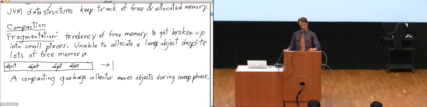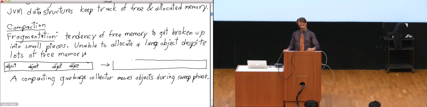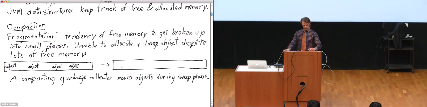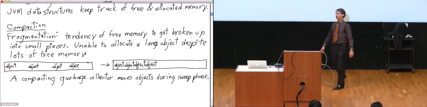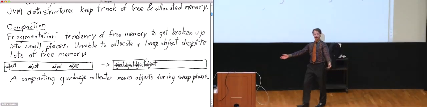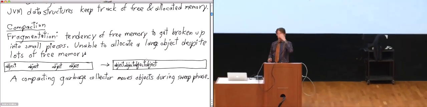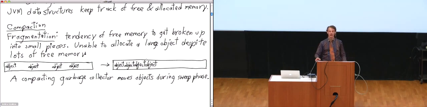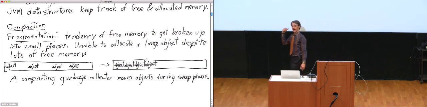And so after you've done compaction as part of the sweep phase, all your objects are tightly together at the beginning of your memory space. And now if I want to allocate an object that's this big, I've got room to do that without asking the operating system for more memory. Are there any questions about that, compacting?